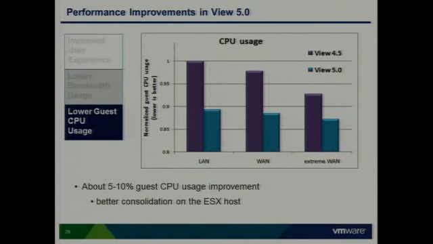Now that I have presented the user experience and the bandwidth usage, let's look at the guest CPU usage. Here in the LAN condition, we are seeing about 10% CPU improvement, and in WAN and extreme WAN, we are seeing about 5 to 10% improvement.